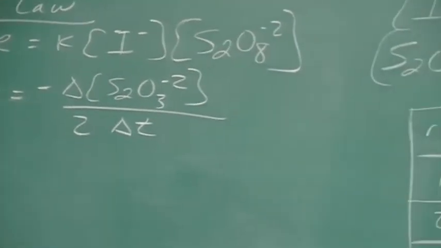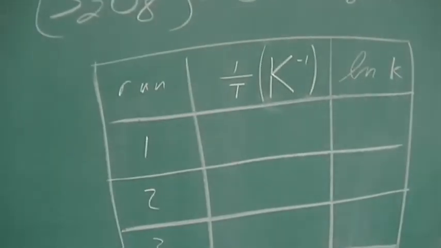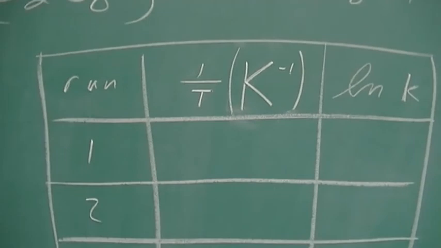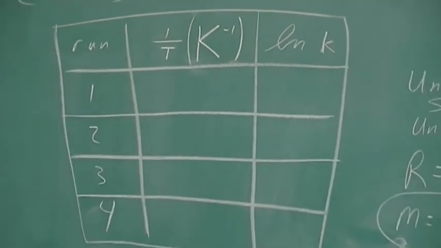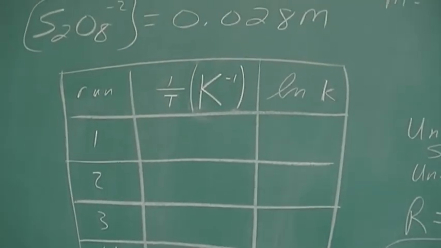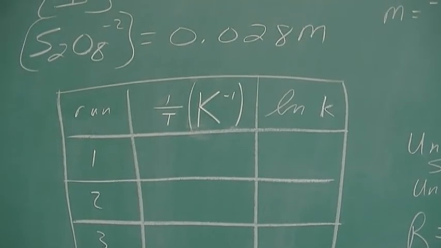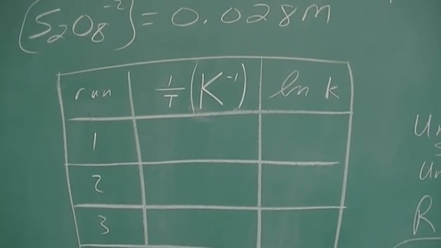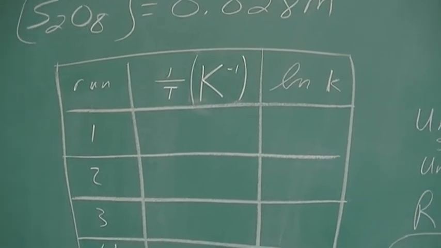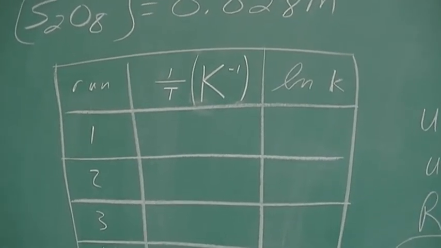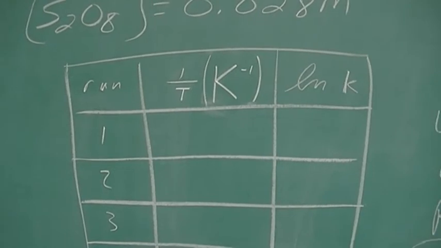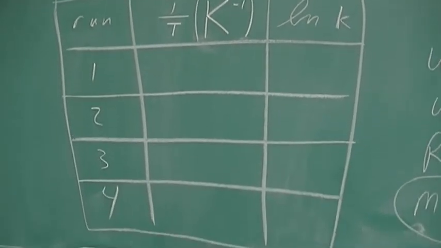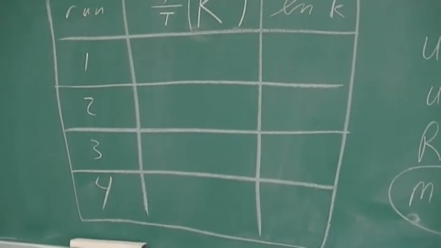All right. Now our temperature has to be converted into Kelvin. And then we're going to have a chart to fill out. And in this chart, you take your temperature that's in Kelvin and you take 1 over that number. And so we want 1 over the temperature in Kelvin. And you will put those 4 data points down.